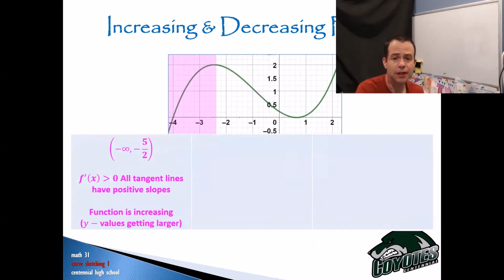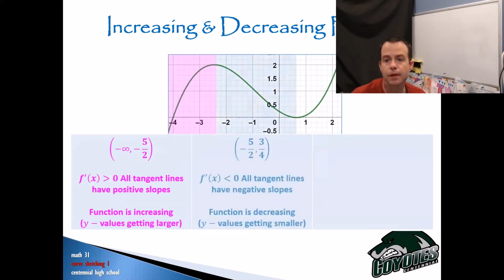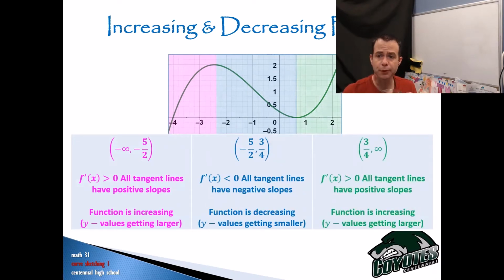That next section would actually be from that -5/2 all the way over to here. Now you have it labeled in your book, but it's at 3/4, if you can't read my grids there. So that would be from -5/2 to 3/4. Now what's happening here is all the tangent lines are negative slopes because the derivative, f'(x), is less than 0. And on the actual position function, we see that the function is decreasing again. The y values, as we go along the x for that section, are getting smaller and smaller and smaller. And then the last section would be from 3/4 to infinity.